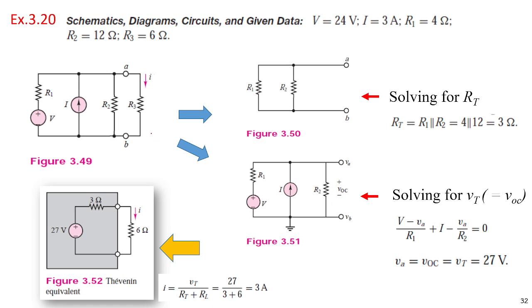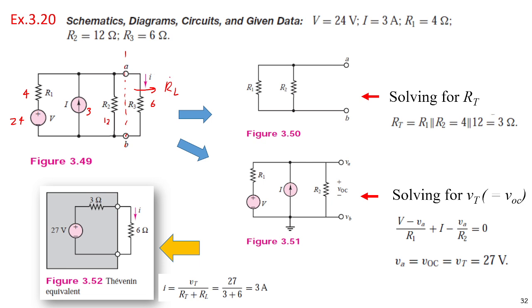Let's see this example. We have V at 24 volt, I is 3 amp, and R1 is 4 ohm, R2 12, R3 is 6 ohm. But we would like to use R3 as RL, and then find out the Thevenin equivalent of this part. Then we remove R3.